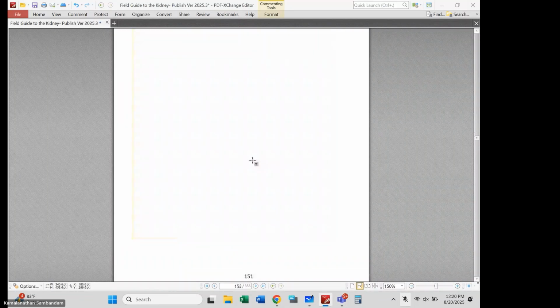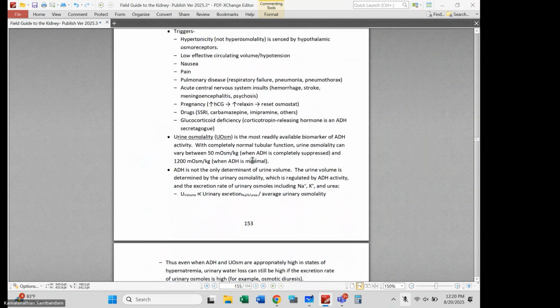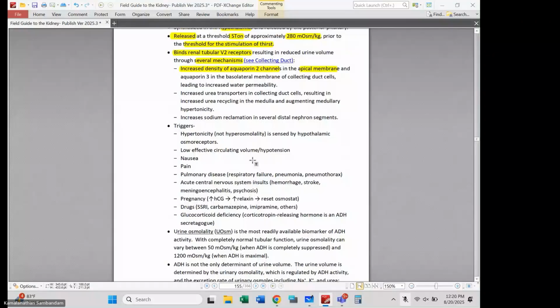Okay, let's get back to our discussion then. So I've made these points essentially. Vasopressin increases urea transport, increasing the medullary tonicity, and then there is an effect of vasopressin that we don't emphasize on sodium reclamation as well.